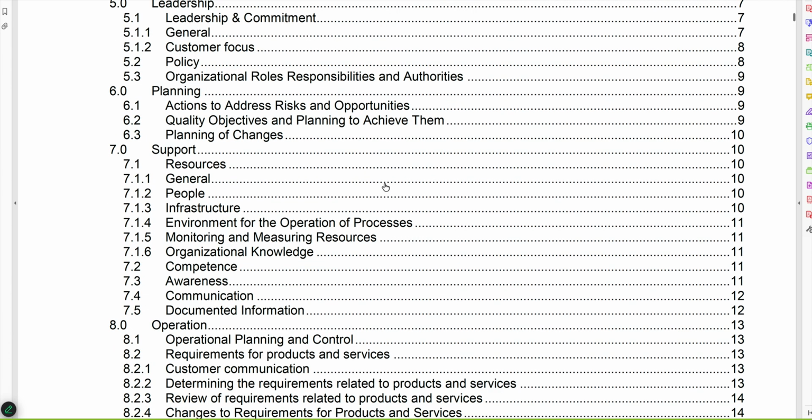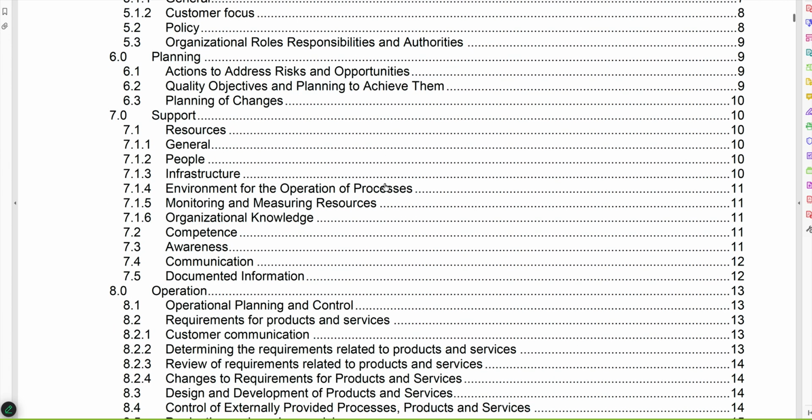Now, the other sections that we can see is about the support. So, the other sections in the quality manual will be about the resources, then about the people, about the infrastructure, about the environment of the operation of processes. It could be monitoring and measuring resources. It's about competence, awareness, organizational knowledge, etc.